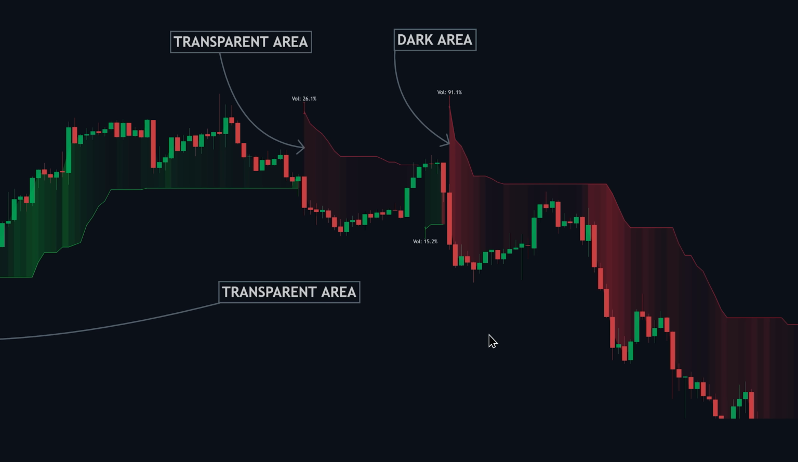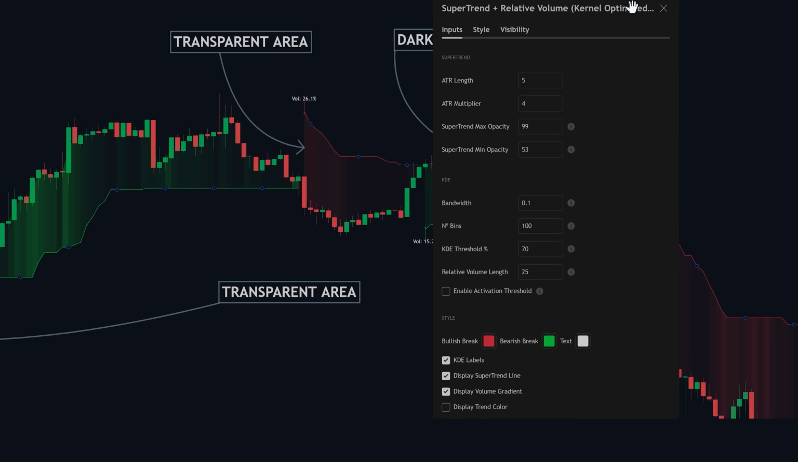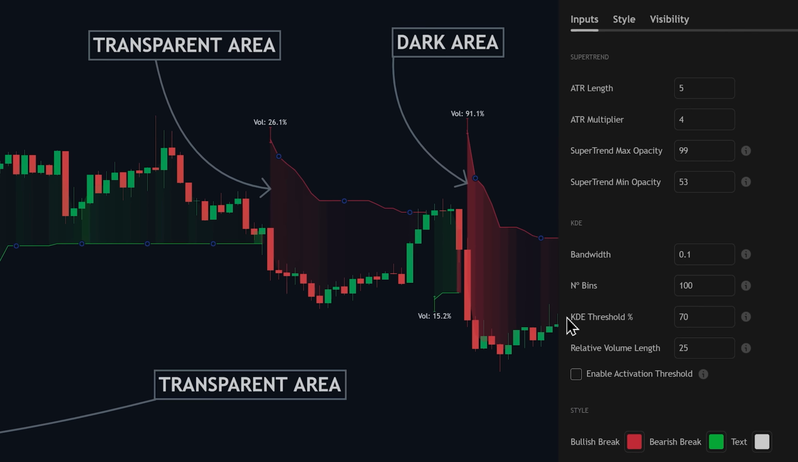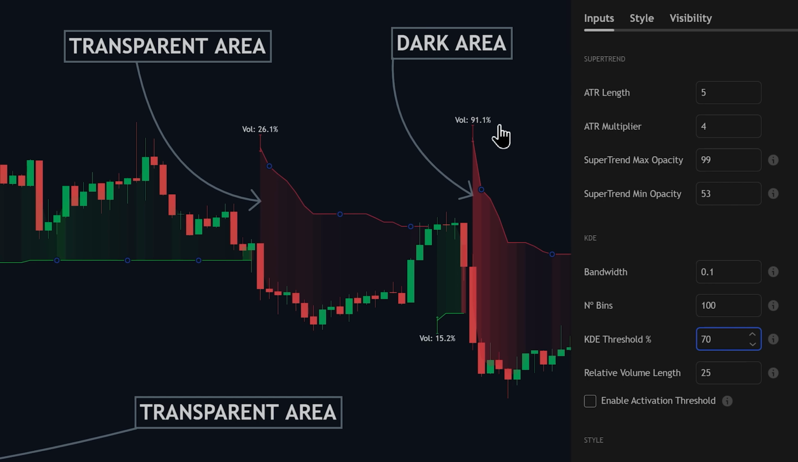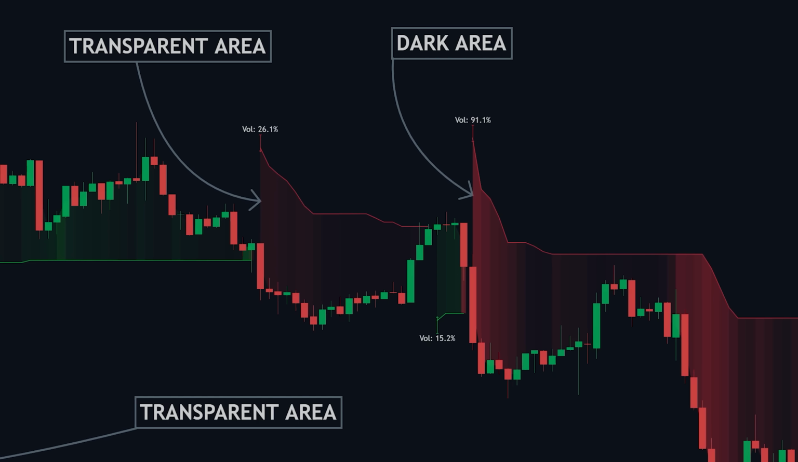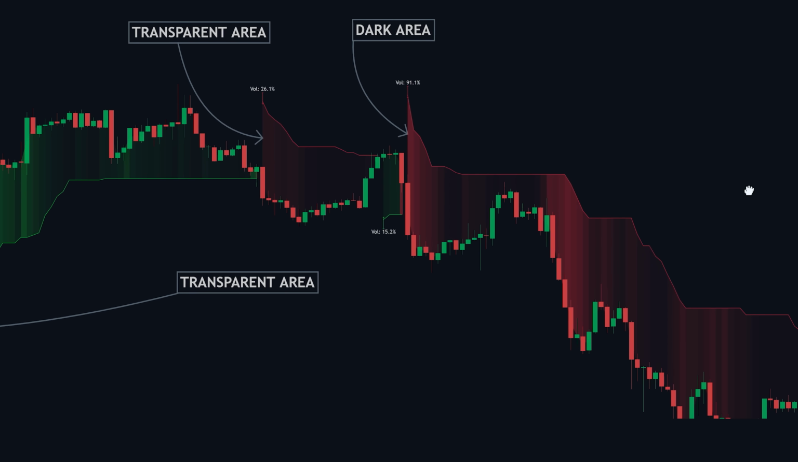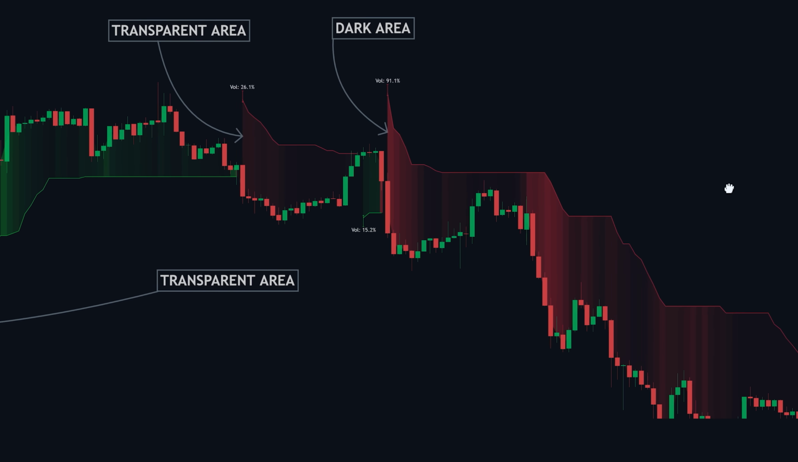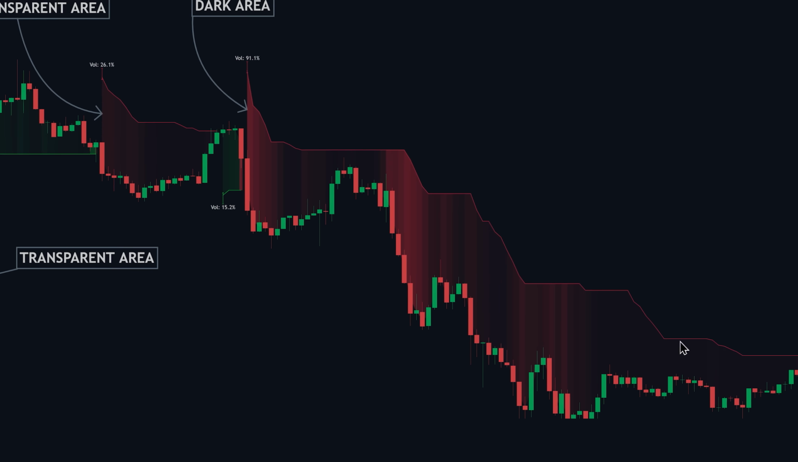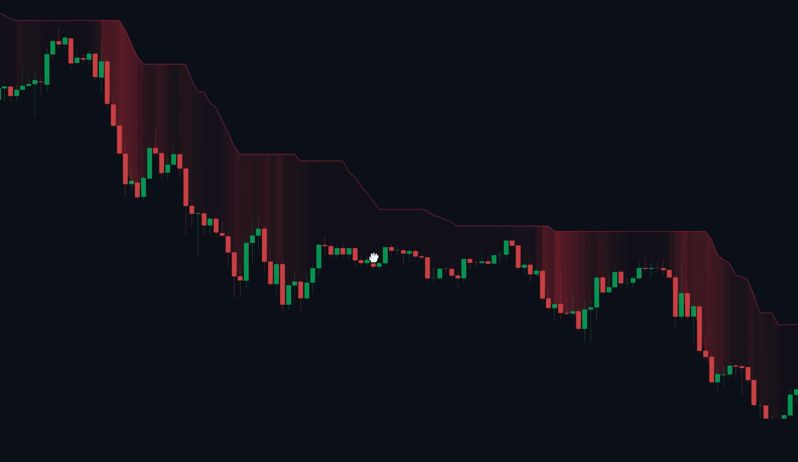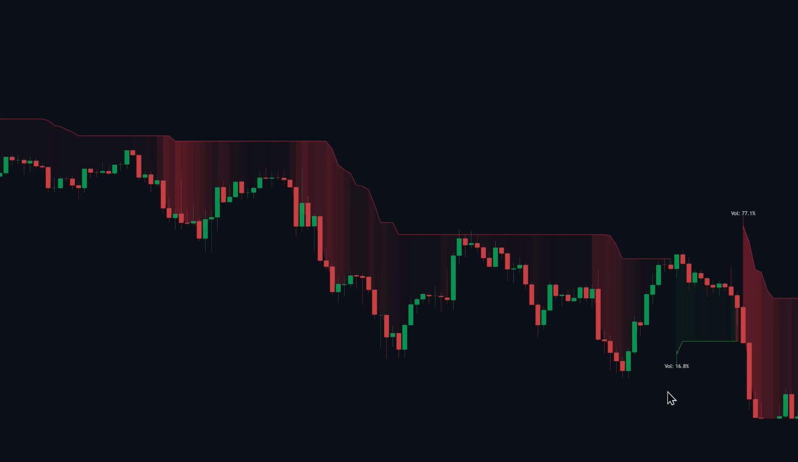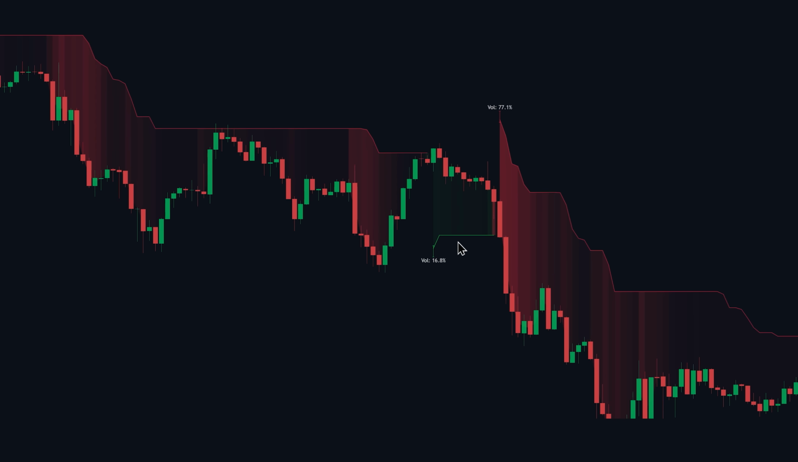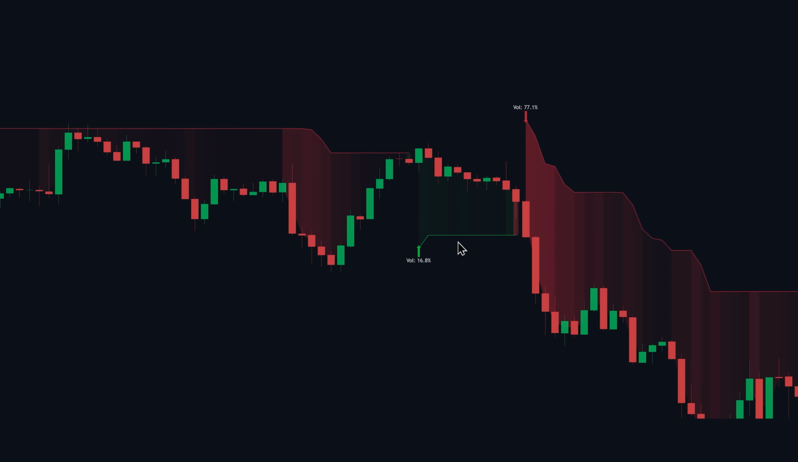A darker arrow is the opposite. It means the KDE value cleared your activation threshold, so the break looks more like the kind of move that historically leads to meaningful continuation or reversal, supported by relative volume behavior. That's why this indicator is powerful. It doesn't remove risk, but it helps you stop giving equal weight to weak flips and strong flips. And because the script is open source, you can actually review the logic yourself if you want to verify what it's doing. No black box.